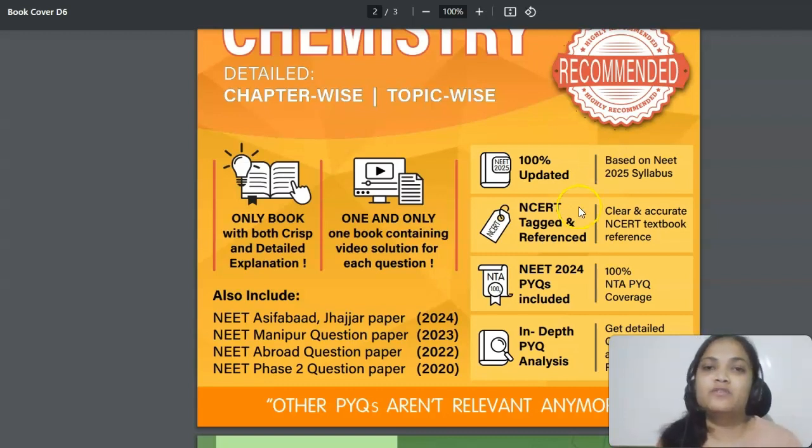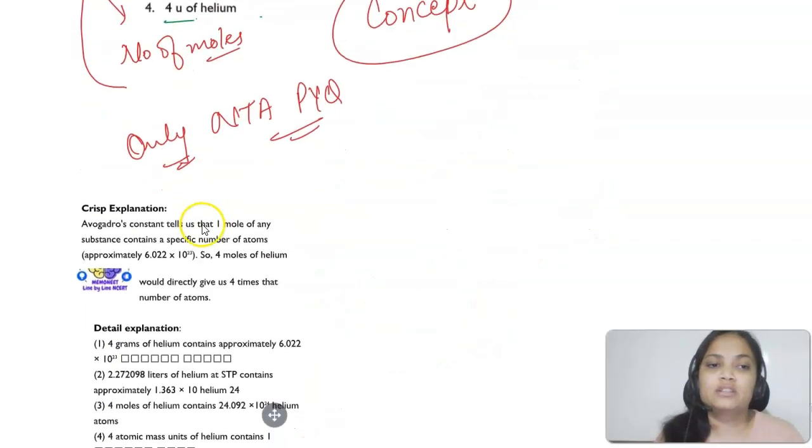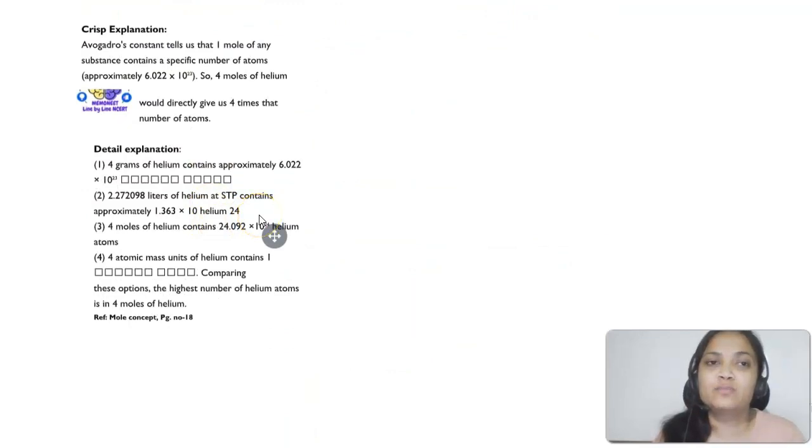Let me give you a small sample of what kind of explanation you will get there, for the same question that we have done. See, students, for this question, this is the explanation that we have provided in the book. You see, you have this crisp explanation as well as a detailed explanation which discusses all the given options. We are not just discussing the right one, we are discussing all the options so that you get to know the concept behind this question, and from here you can derive the PYQs for yourself.